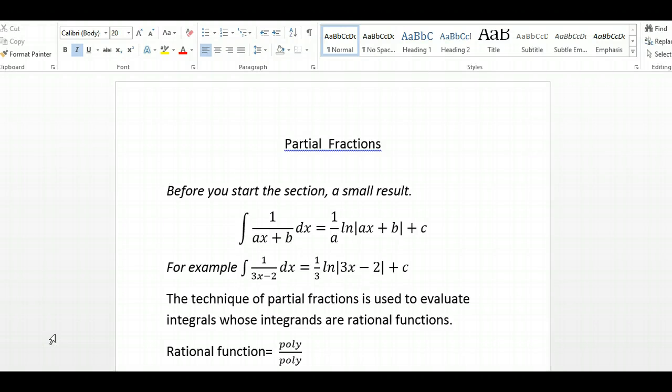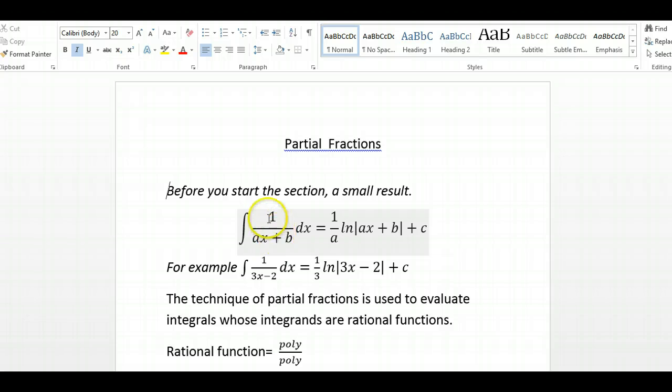So today's flip tutorial will be on the technique of using partial fractions to integrate. Now before we start this section, I would like to introduce a small result, because this particular result will be very useful as it is an integral which will pop up quite often during this section.